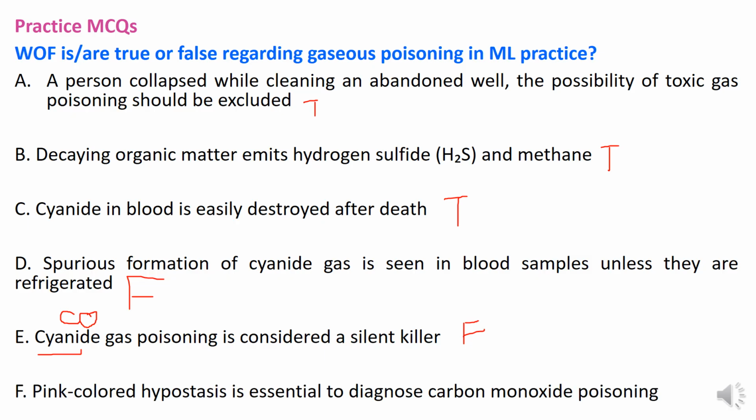It has to be carbon monoxide. Pink colored hypostasis is essential to diagnose carbon monoxide poisoning. No, it's not, as I have described earlier, with comorbidities or with anemic states, right? You won't get a high carboxyhemoglobin concentration, but you can still get death from poisoning with carbon monoxide. So this is an incorrect statement.